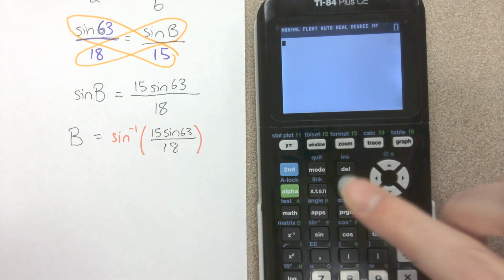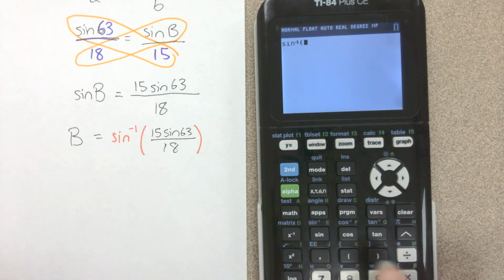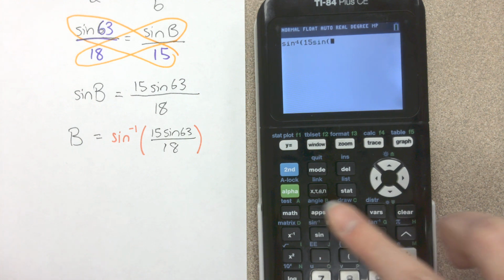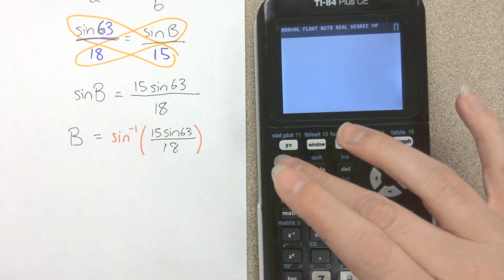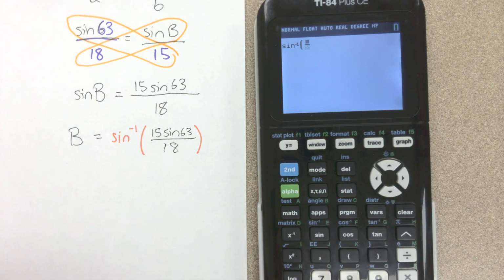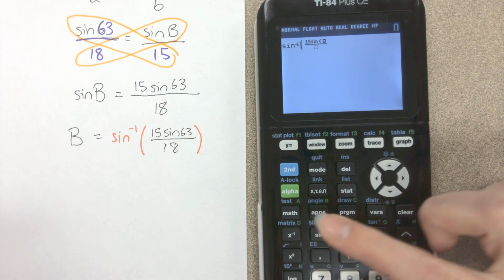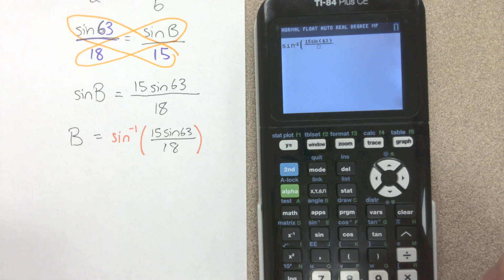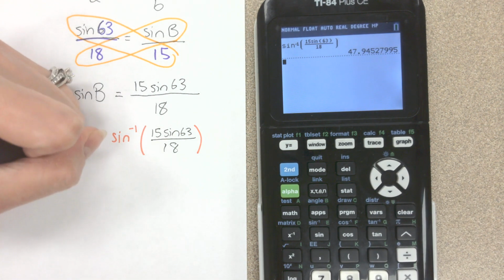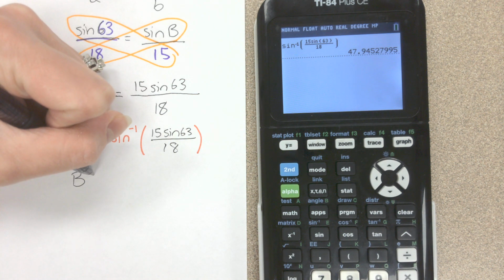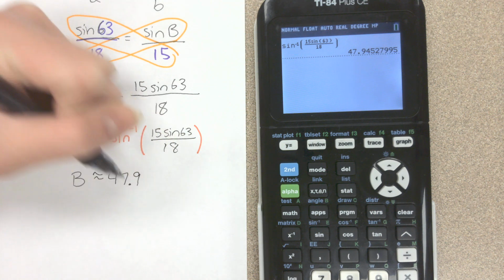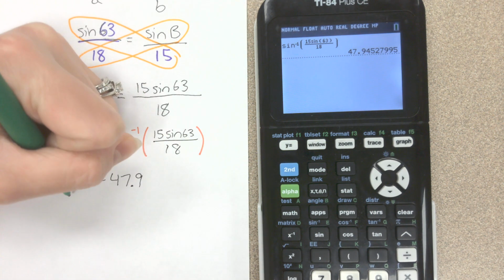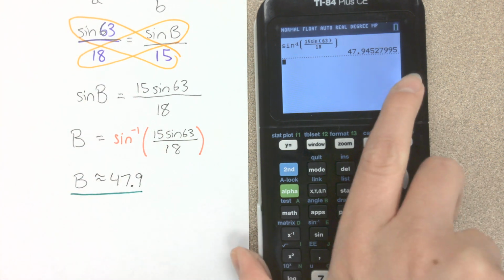Whoops, I need to do the inverse sine first. Second sine of 15 sine of 63. Good Lord, I am messing up all over the place. Let me try this again. Second sine and then alpha x to get the fraction. Okay, B is 47.9. So that's angle B.